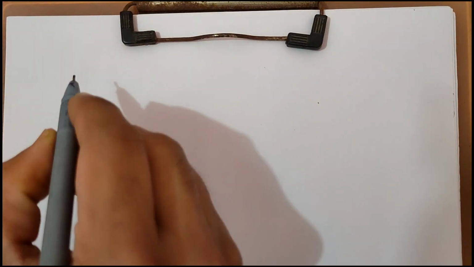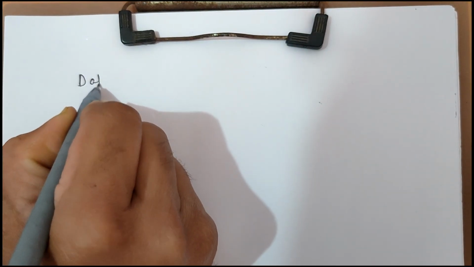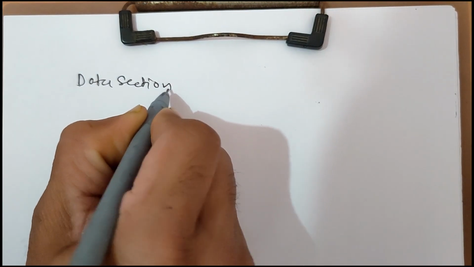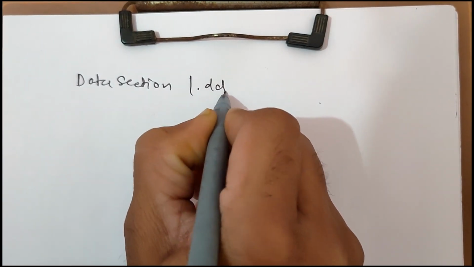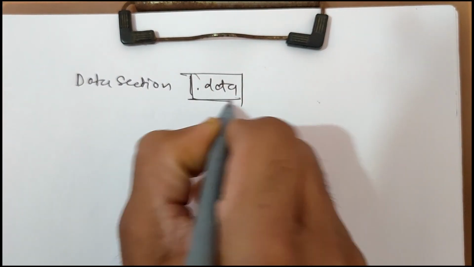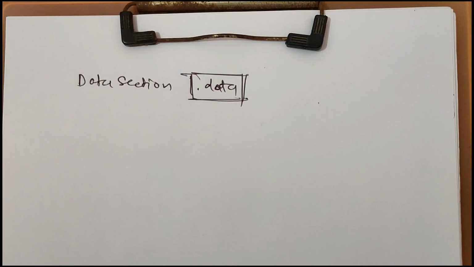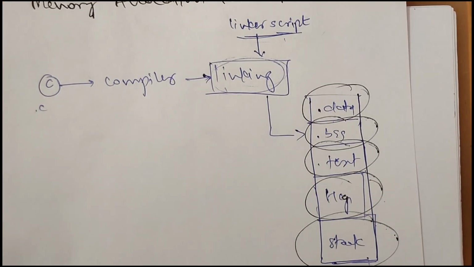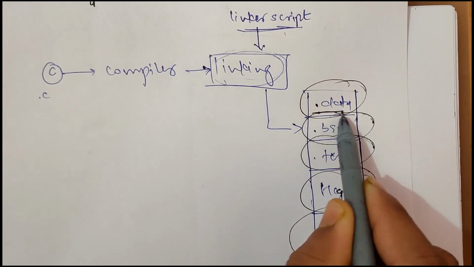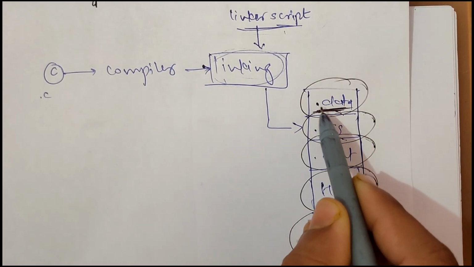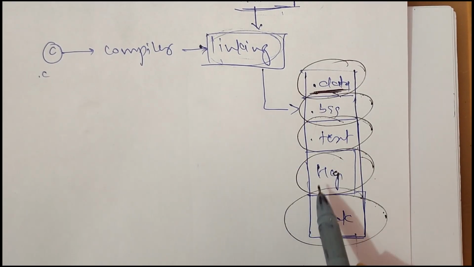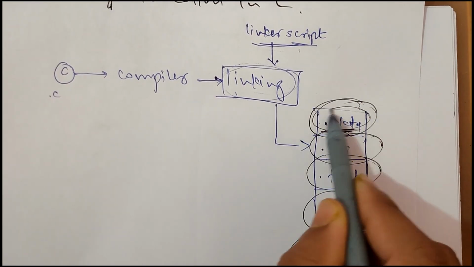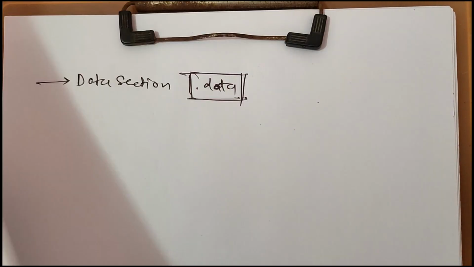Okay, now we will see the data section, or we can say the dot data section. From the memory layout that we have seen, this is the part where we are talking about the dot data section. We will see one by one each of them. So today we will see only the data section part.